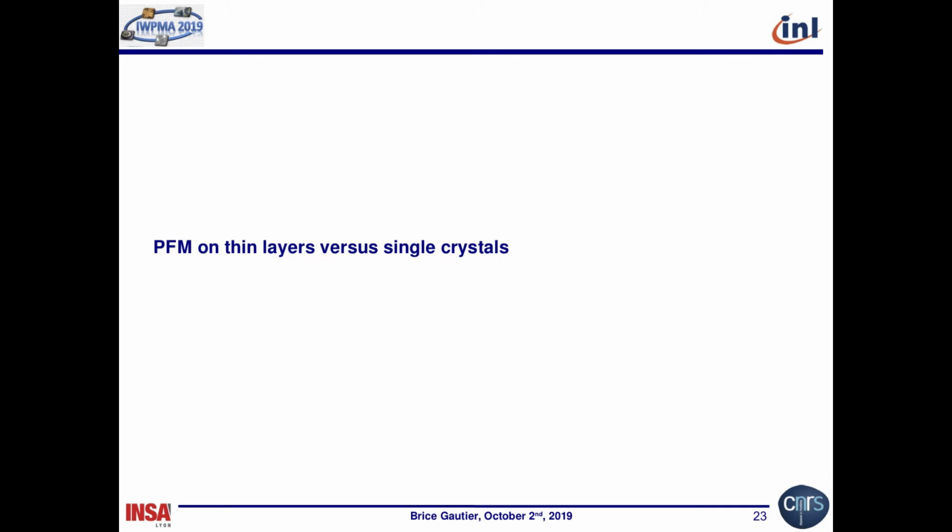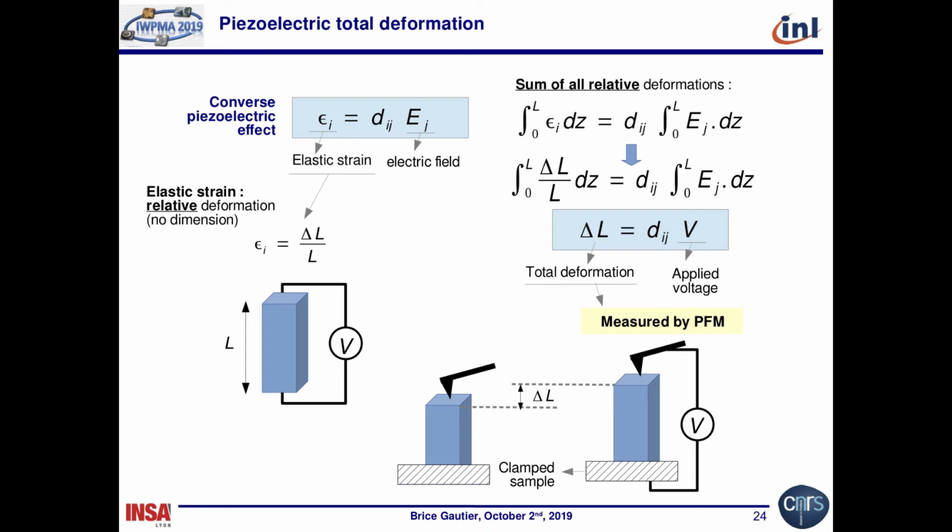Okay. Now, the practical use of PFM. You can use PFM on thin films, and you can use PFM on single crystals. It may be strange to use PFM on single crystals because you have an AFM, and the larger voltage that you can apply is 10 volts. If you want to apply more, it's becoming very difficult. And on single crystals, you have very small electric fields because the thickness of a single crystal is usually very, very large. But it's not a problem if you have the polarization always in the same sense.